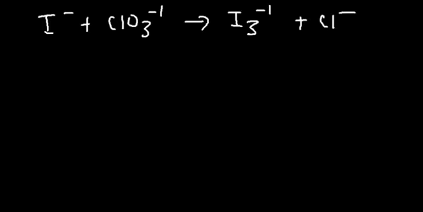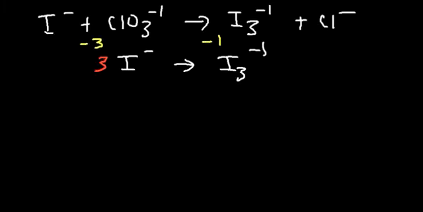So let's start with iodine. So we have I minus converting into I3 minus. So first let's balance the atoms. We have 3 iodine atoms on the right side. Let's put a 3 in front on the left side. So the total charge on the left side is minus 3. On the right side, minus 1. And these numbers differ by 2. And negative 1 is larger than negative 3 on the number line, so we're going to add 2 electrons to the right side. So that half reaction is balanced.